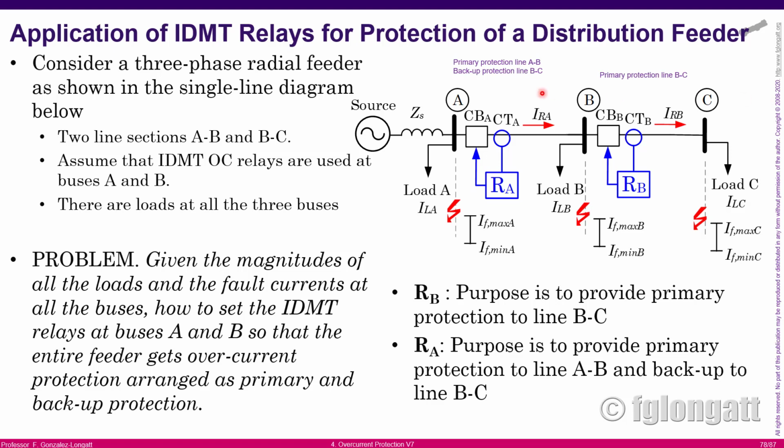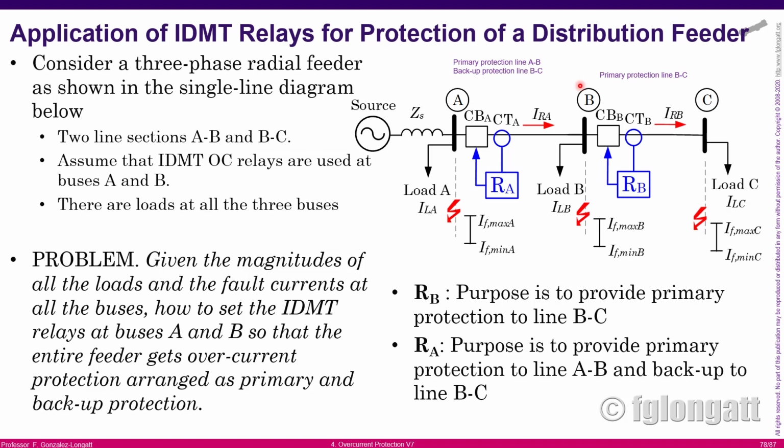We have a radial feeder. We have two sections, A and B and C. There is a relay here that is providing primary protection for this region, but also backup protection for the next one. And relay B is providing protection for the section BC. We want relay B providing just primary protection, because there is no more protection downstream of relay B, and relay A is providing protection to the relay downstream, that is relay B.